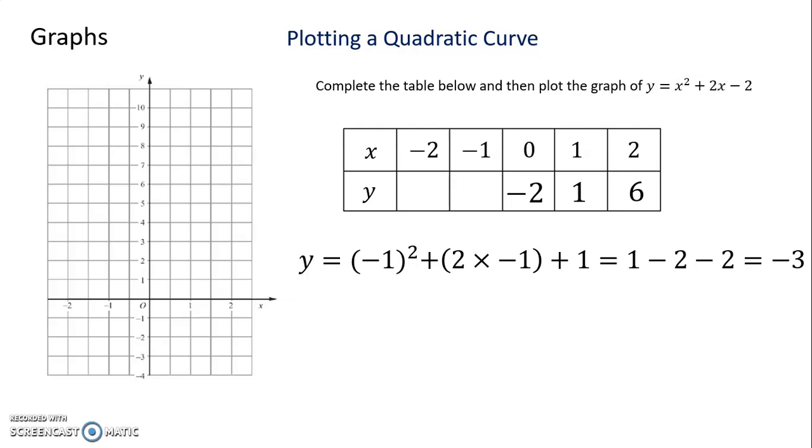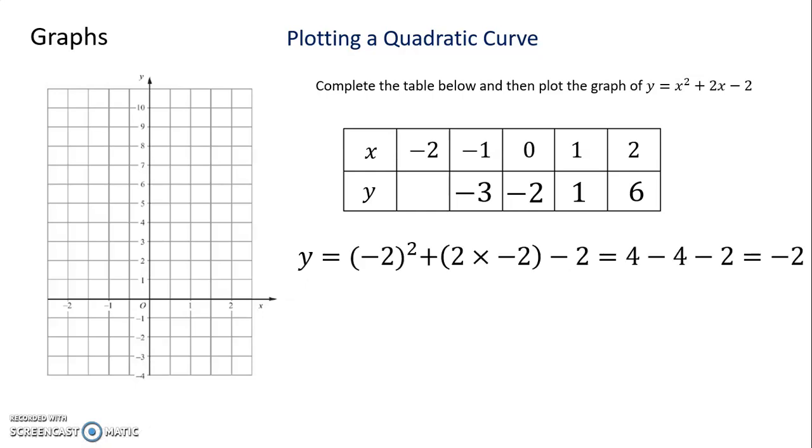And then I'm on to my negatives. So negative 1 squared, add 2 times negative 1, add 1. Negative 1 squared is 1. 2 times negative 1 is negative 2. Oh, I seem to have got a plus 1 there. That's because I copied and pasted it from the last example. It should be a subtract 2. And when I sum those, that gives me negative 3.